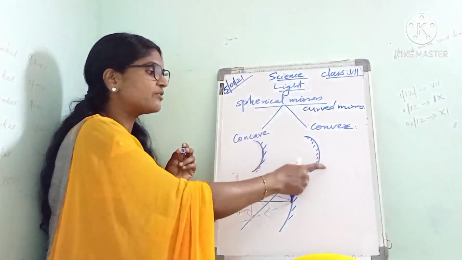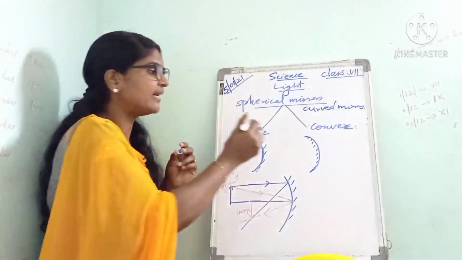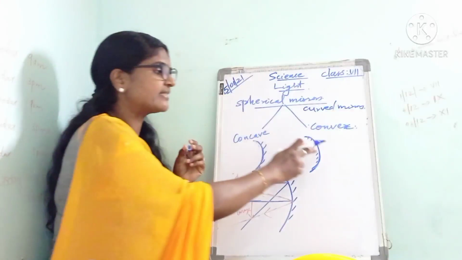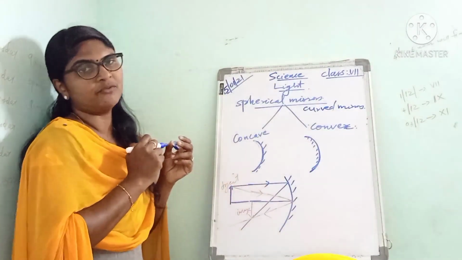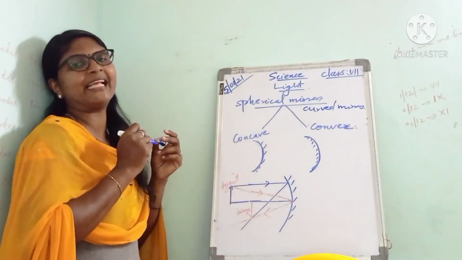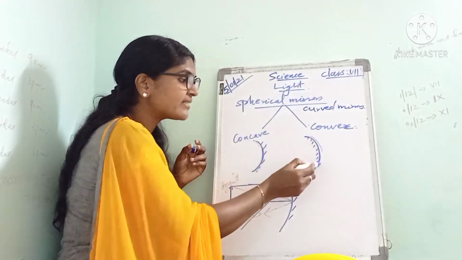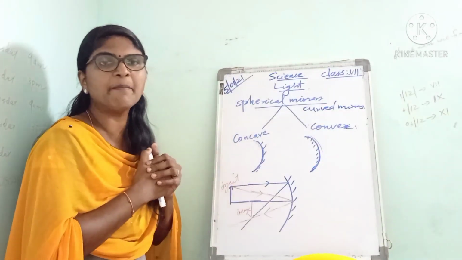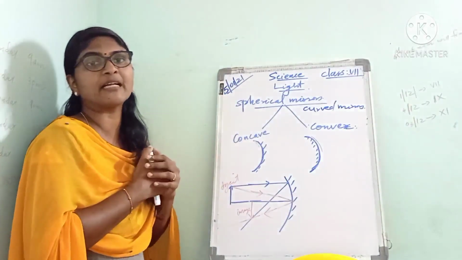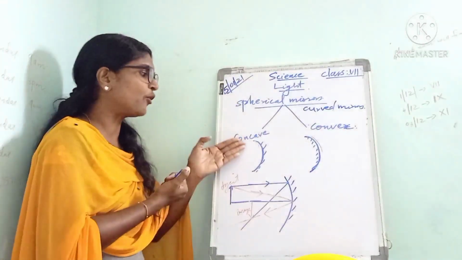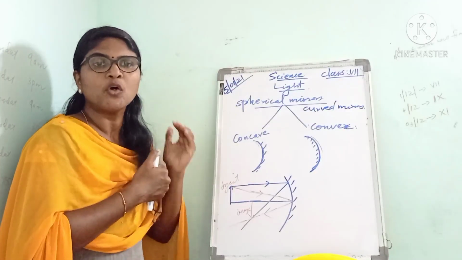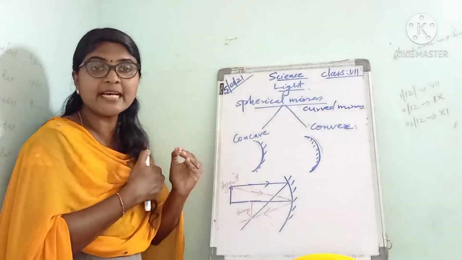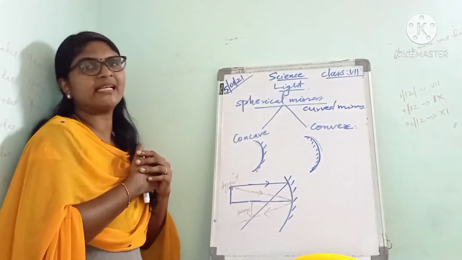Okay, and this is a convex mirror. Here the reflecting surface is bulged outward, or the outer surface which reflects light. So a concave mirror is a spherical mirror whose inner curved surface is the reflecting surface.